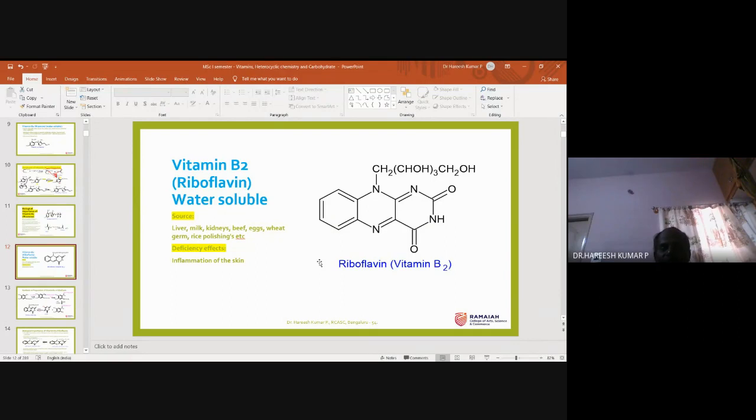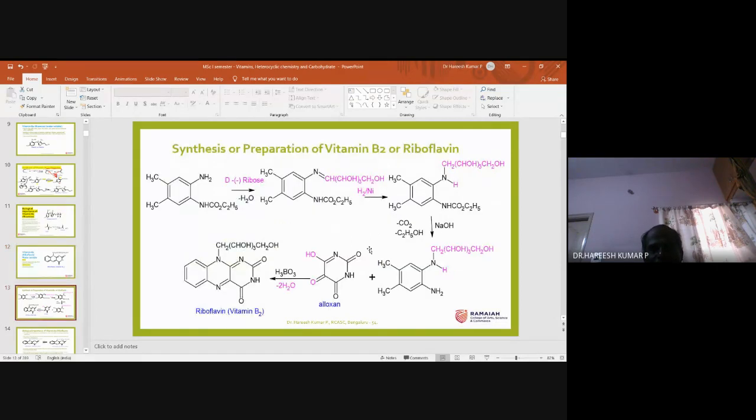So just to meet the market demand. In the market there is demand for vitamins. Even nowadays, during this pandemic also, people are taking Ginkgo white. Ginkgo white is nothing but vitamins only, B complex tablets. So overall, to meet the market demand, one should go for a synthesis. So here is the synthesis or preparation of vitamin B2 or riboflavin.